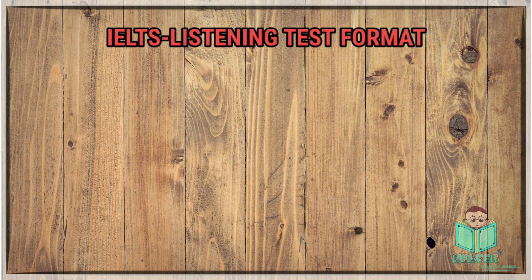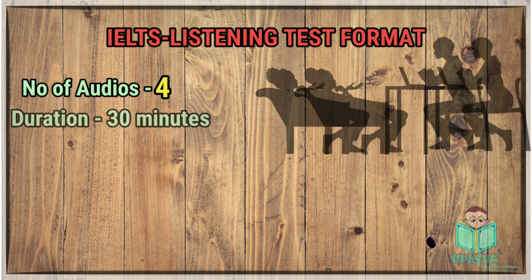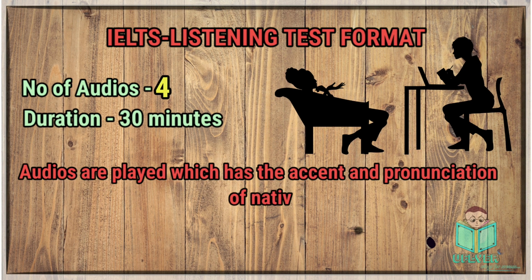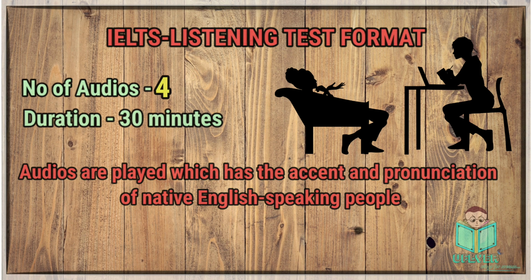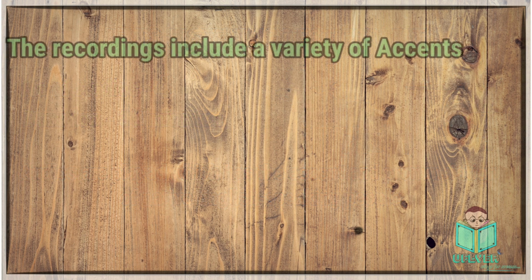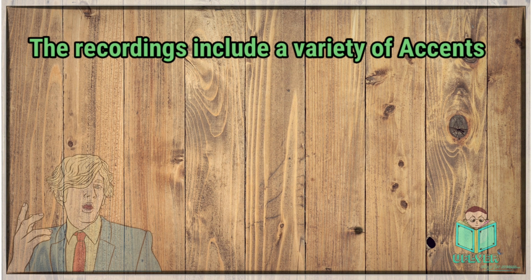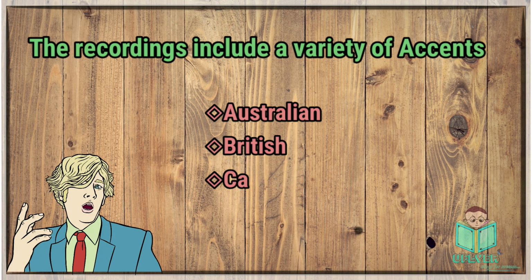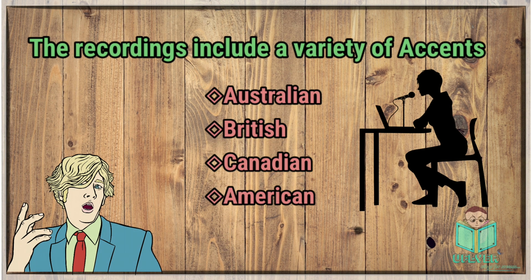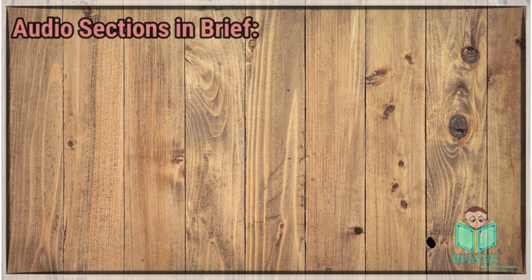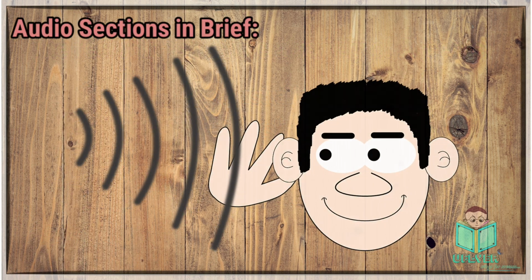The IELTS test format consists of 4 audios. These audios have the accent and pronunciation of native English-speaking people. The recordings include a variety of accents ranging from Australian, British, Canadian, and American. Now let's talk about each section in brief.